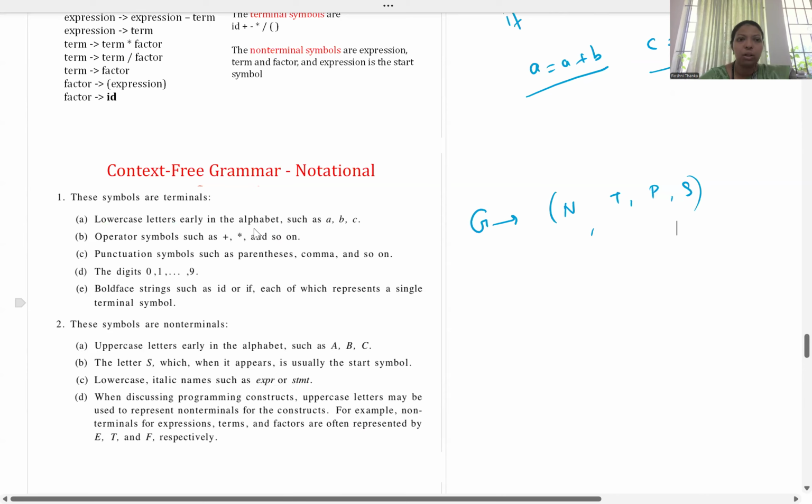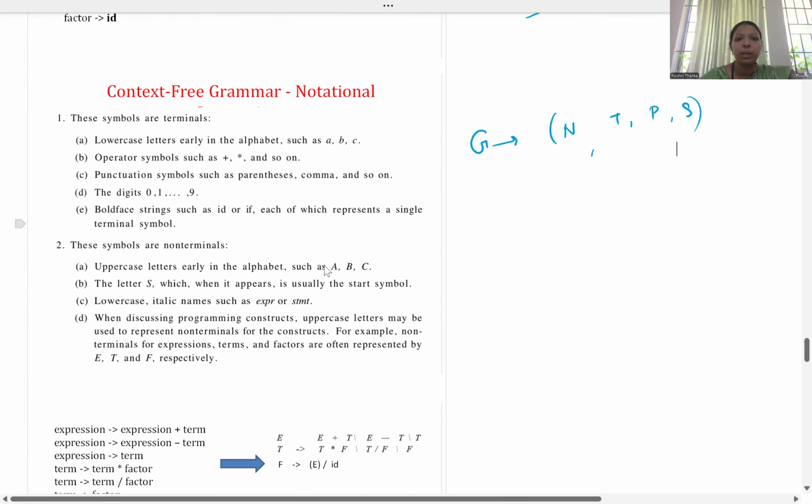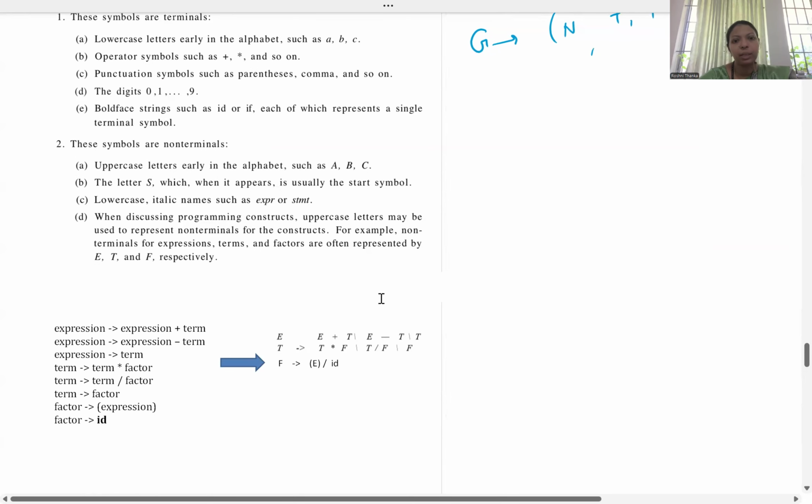Punctuations are all terminals. And then what are non-terminals? Usually non-terminals will be represented in the form of capital letters, or in this form, lowercase italic letters. So these are all considered non-terminals. This capital letter E can be a short form of expression. T can be a short form of term. So instead of writing a very big word like expression, expression can be represented as E. Term can be represented as T. So likewise, we will be writing the rules.